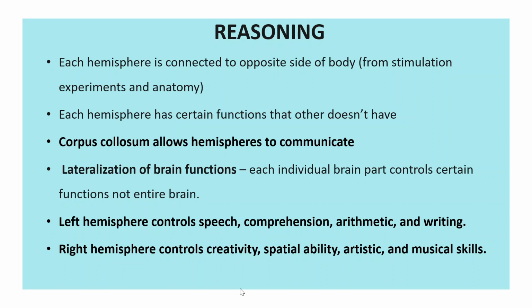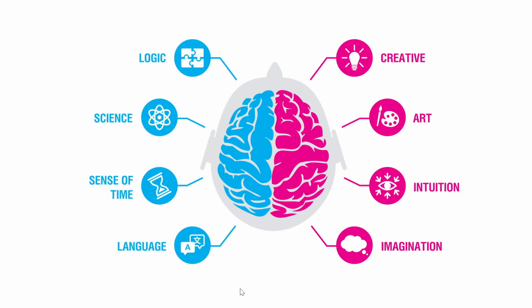Okay, makes sense. And the function of the corpus callosum is to connect brain parts, because if your brain parts are disconnected, you may not be able to function properly. You can only do things half correct at a time. Okay, so he found out that the left hemisphere controls speech, comprehension, arithmetic, and writing. Meanwhile, the right hemisphere is associated with creativity, spatial ability, and artistic and musical skills. Okay, so that led us to the discovery of the left brain and right brain.